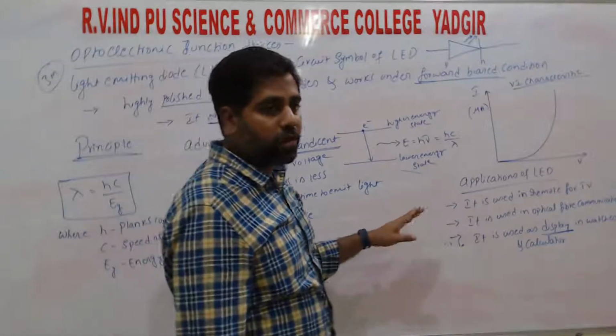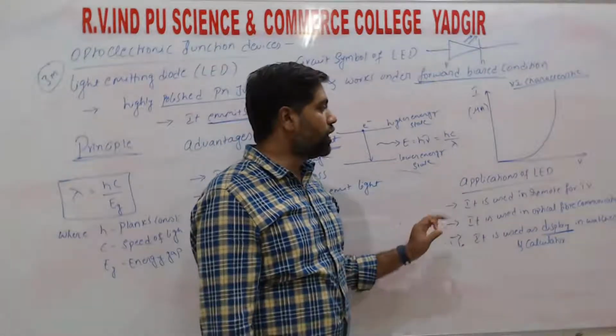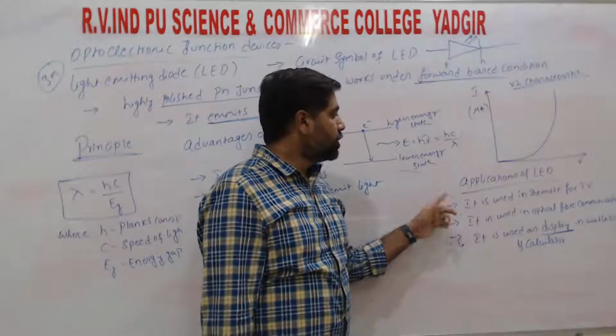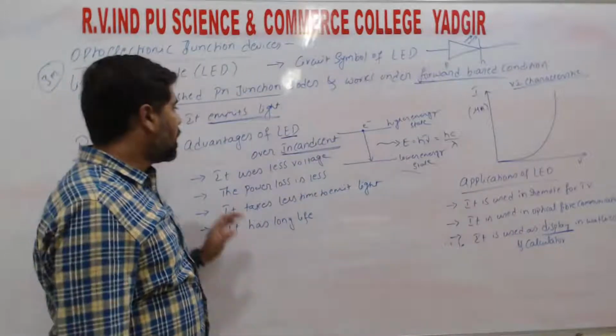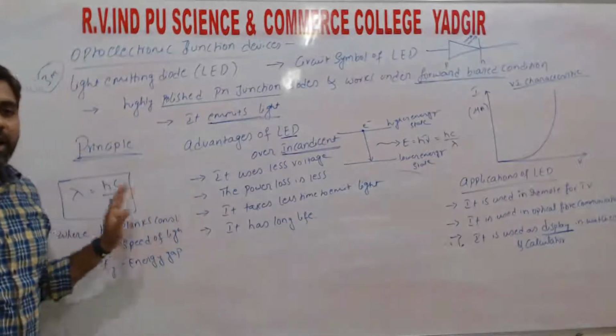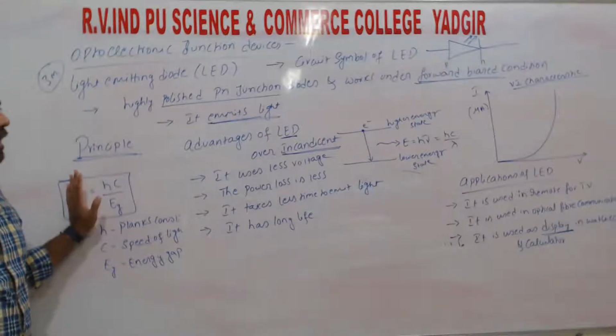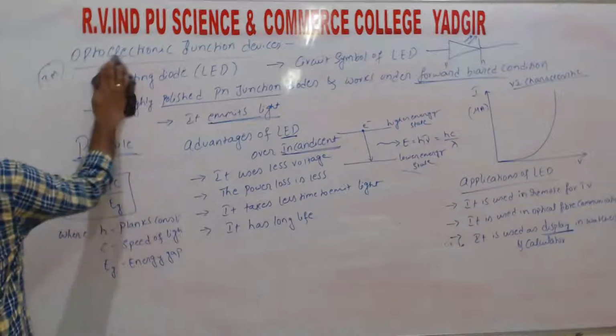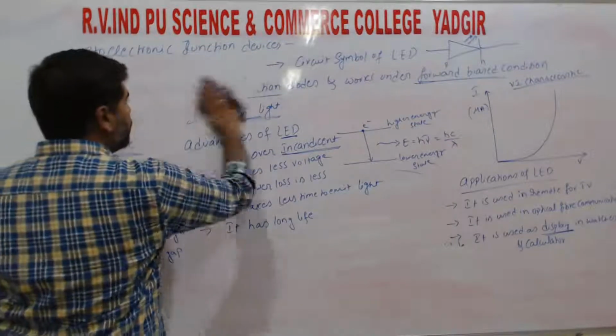Next is the IV characteristics. It is similar to the IV characteristics of the forward biased PN junction diode, right? Next are the applications and advantages. So this is about the LED, right? Next one is the photodiode.